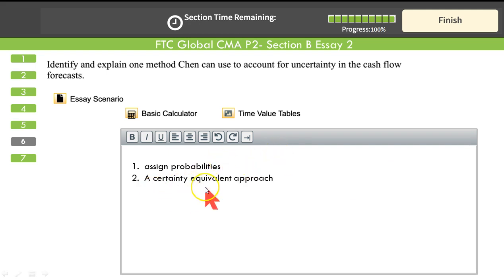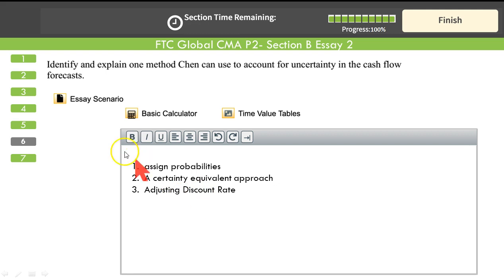He can use the certainty equivalent approach we discussed in the previous essay type 1. He can also use an adjusted discount rate to incorporate the risk. If a project has a higher risk, we can incorporate a higher discount rate. If a project has less risk, we can take a lower discount rate for that particular project.